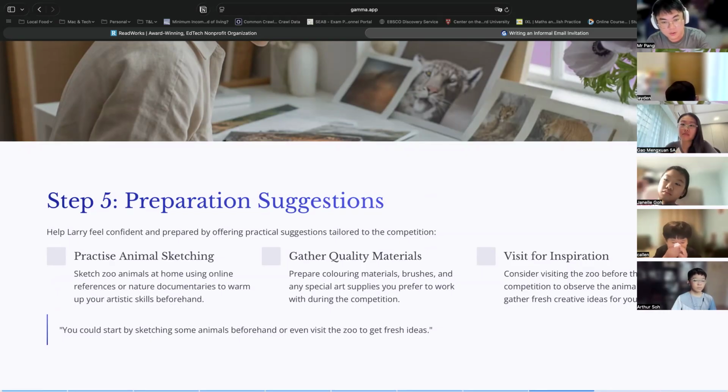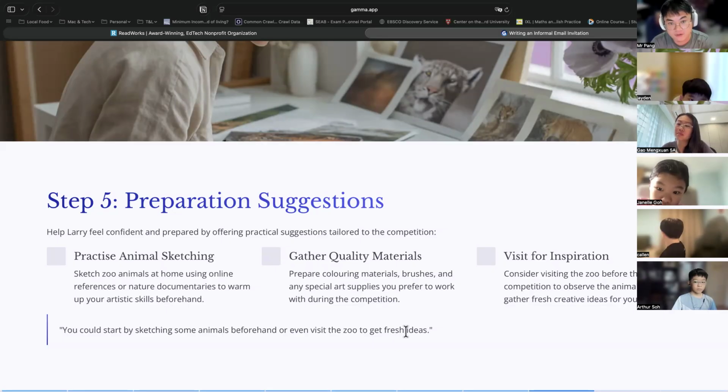Okay, so the one I've chosen is you could start by sketching some animals beforehand or even visit the zoo to get fresh ideas. Again, I'm giving 2, no? Will I be penalized for giving 2 instead of 1? No. Okay, I can even give 3, right? And it's perfectly fine, okay? So more is fine, but just be careful when you write more, you don't make mistakes, okay?